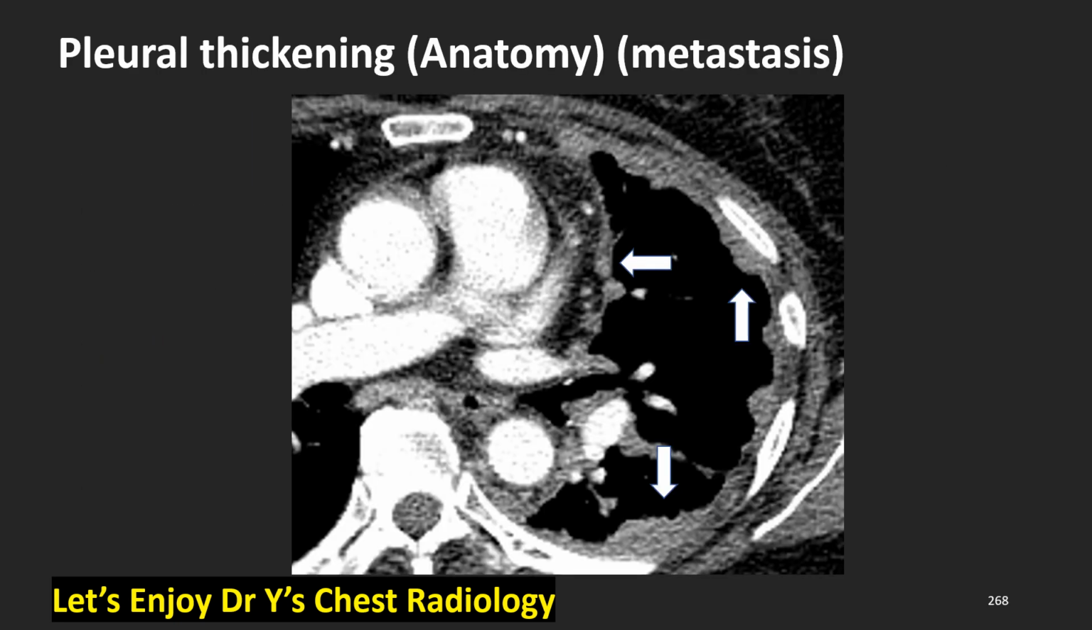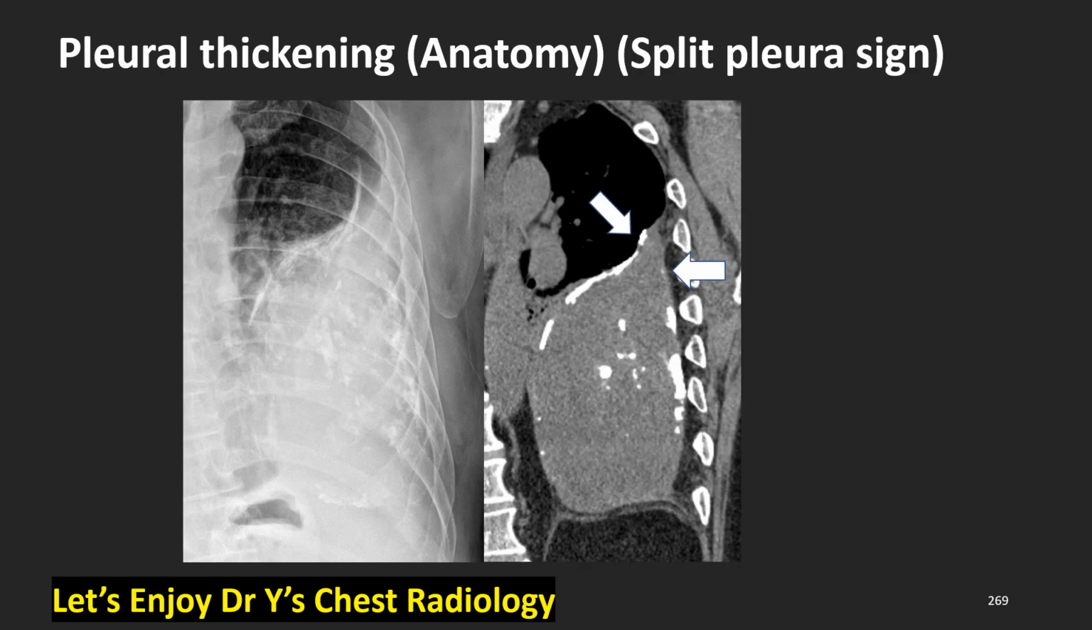Pleural thickening anatomy, metastasis. Arrows indicate the pleural metastasis. Pleural thickening anatomy, split pleural sign. Arrows indicate visceral and parietal pleural thickening in a chronic tuberculous empyema patient.